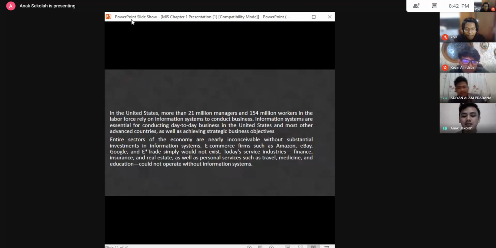And then an entire sector of the economy is nearly inconceivable without substantial investment in information systems. E-commerce firms such as Amazon, eBay, Google, and E*Trade simply would not exist today. Today's service industries, finance, insurance, and real estate, as well as personal services such as travel, medicine, and education, could not operate without information systems.